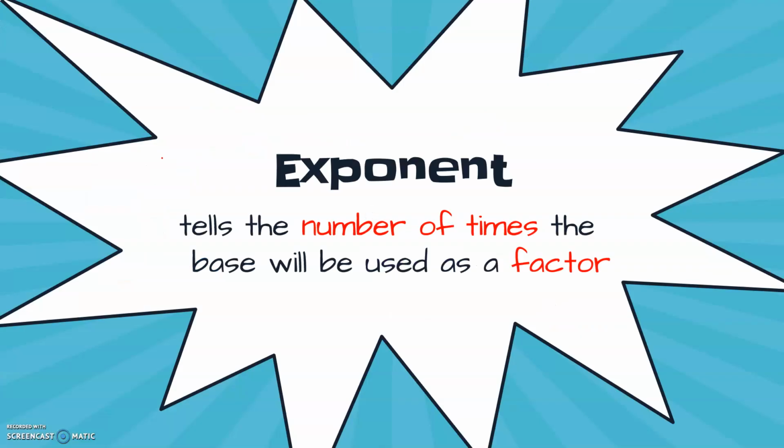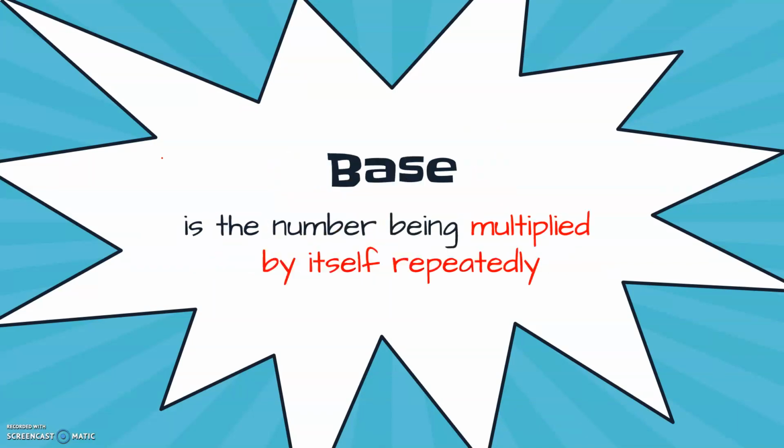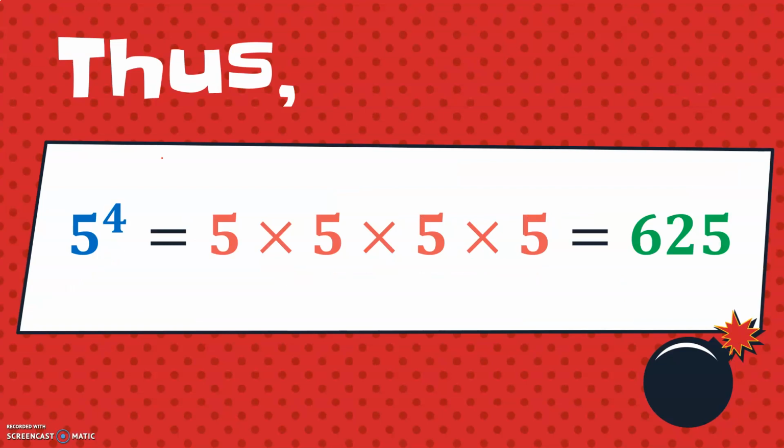When you say exponent, it tells the number of times the base will be used as a factor. On the other hand, base is the number being multiplied by itself repeatedly. That's why 5 raised to the power of 4 is equal to 5 times 5 times 5 times 5. Since our exponent is 4, it means we will use 5 four times in our multiplication. So if you count, we have 1, 2, 3, 4 5s.